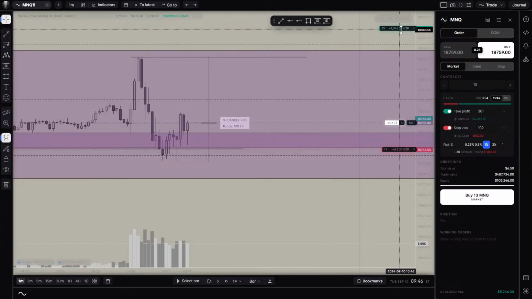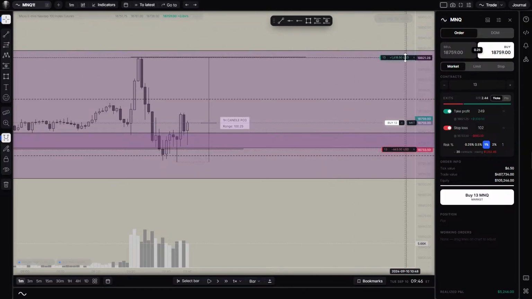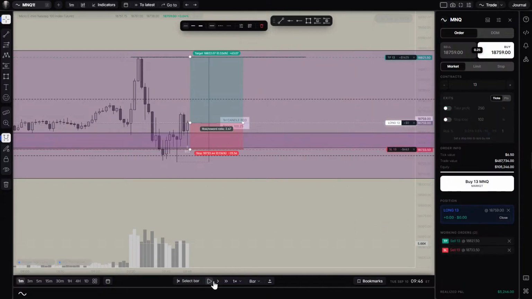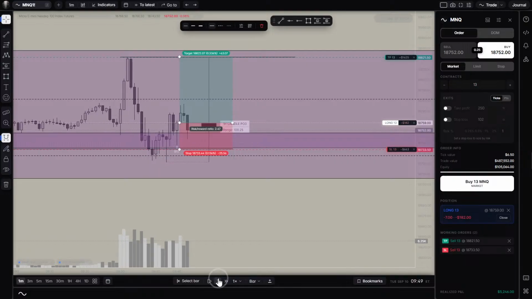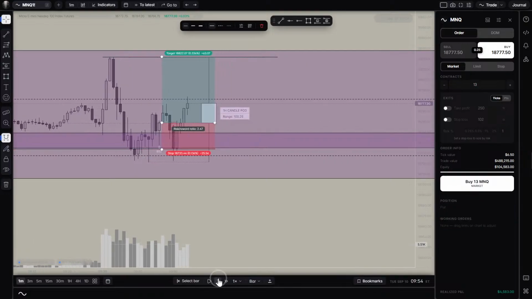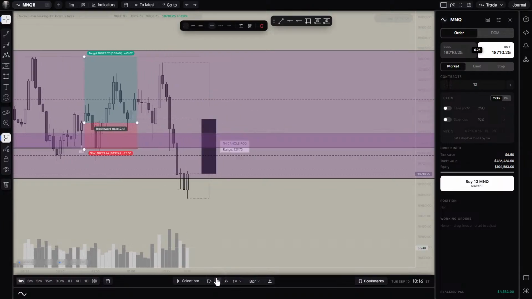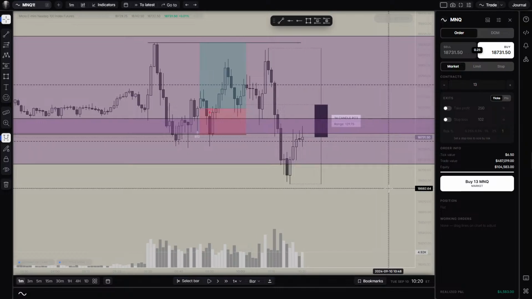Okay, our targets will be this side, and also no, no, no. This will give me a good RR. I'm taking the trade like this. 1 to 2.5 RR. Let's see. Okay, this played against me, but do we get the original move? We do not. We just chop out.